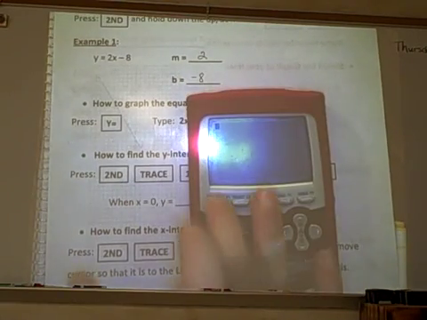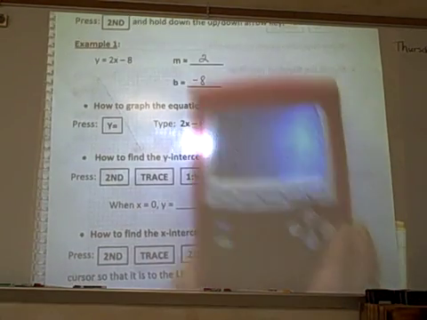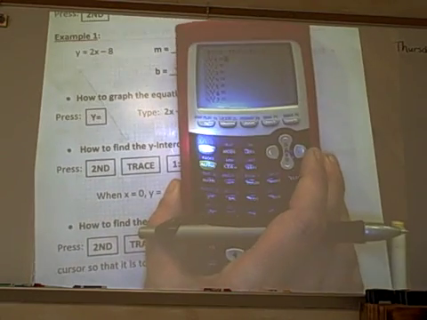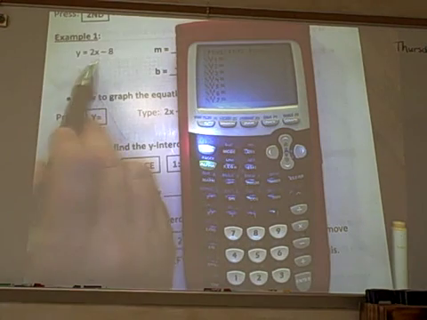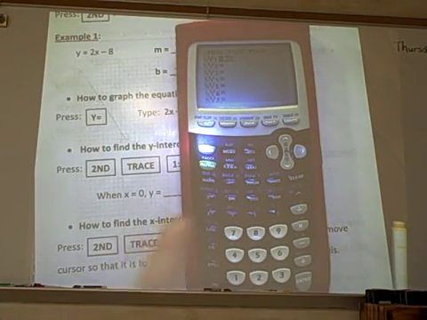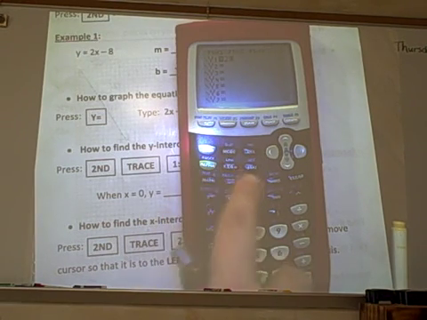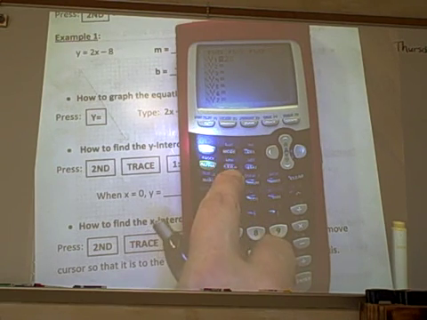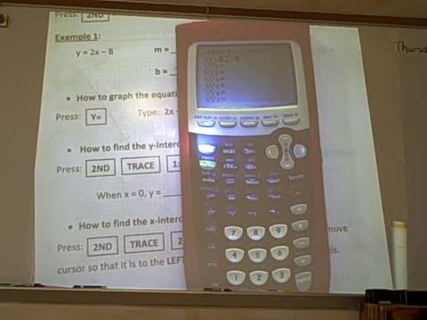So hit y equals for me. It's the little gray button on the left, at the top. It should pop up a list kind of like this. Can y'all see mine okay? Yes. So we're going to type this equation in y equals. You're going to hit 2, and then the x button is right beside the green button. It says x, comma, t, comma, theta, comma, n. That's called your variable button. Hit that button, and it'll automatically put your x there. 2x and then minus 8.